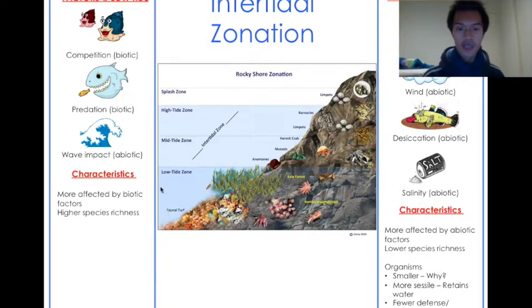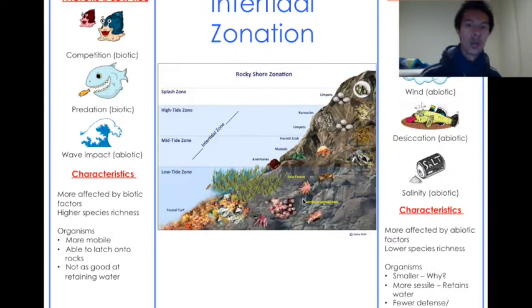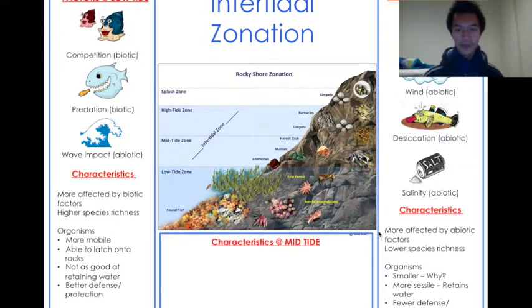You generally get a higher species richness at the low tide zone than you would at the high tide zone because conditions are more favorable. And so there's a lot more different species that are there. And the organisms here generally are more mobile. They can move around a lot better. They also need to be able to latch onto the rocks really well. And they don't need to be as good at retaining water as the high tide zone organisms, because water is not a big stressor for them. But on the other hand, they need better defense or better protection against predators because they are more exposed to those predators.